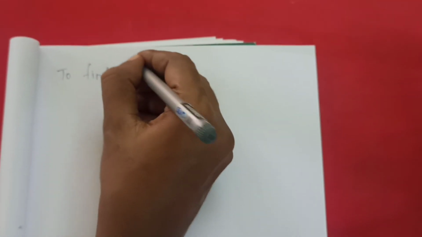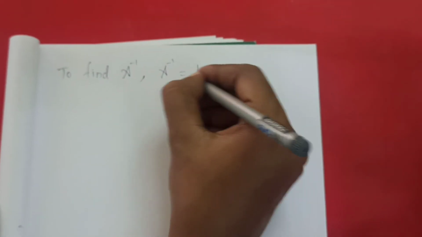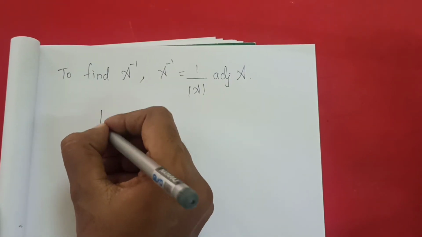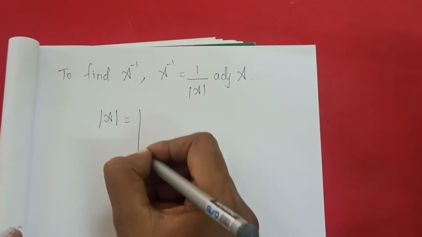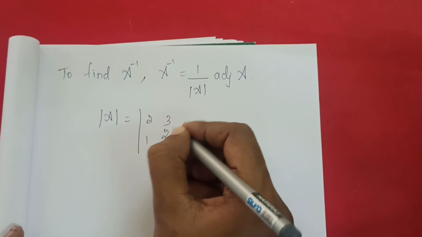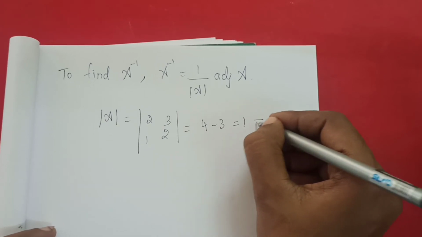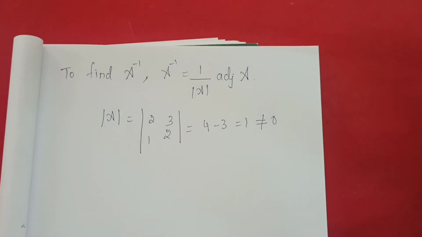Now one more question: you need to find A inverse. To find A inverse, what's the formula? 1 by determinant of A into adjoint of A. Okay. So determinant of A is equal to, we need to find 2, 3, 1, 2. That's equal to 2 into 2 is 4, 4 minus 3, that's equal to 1. Whether it is equal to 0? It's not equal to 0. So determinant of A is 4 minus 3 equal to 1. It's not equal to 0.